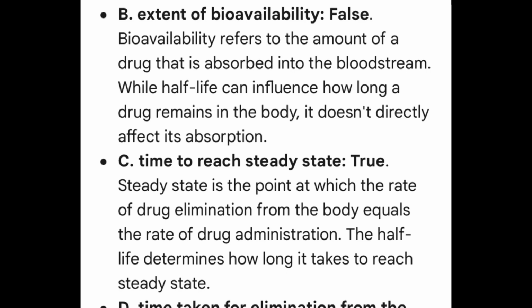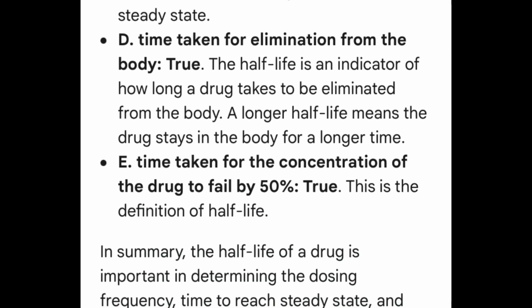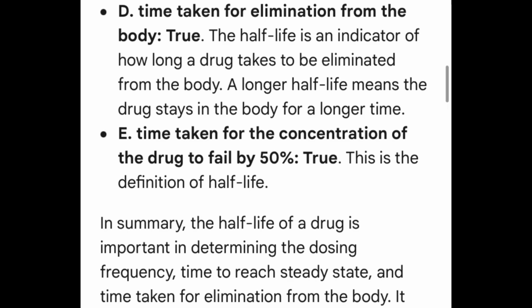C. Time to reach steady state. True. Steady state is the point at which the rate of drug elimination from the body equals the rate of drug administration. The half-life determines how long it takes to reach steady state. D. Time taken for elimination from the body. True. The half-life is an indicator of how long a drug takes to be eliminated from the body. A longer half-life means the drug stays in the body for a longer time. E. Time taken for the concentration of the drug to fall by 50%. True. This is the definition of half-life.